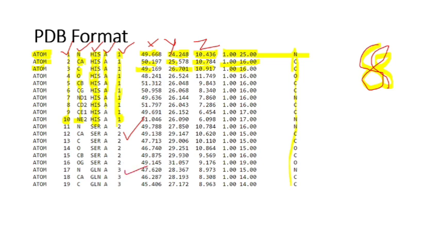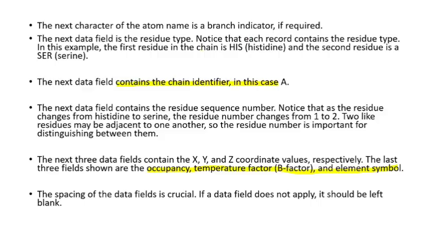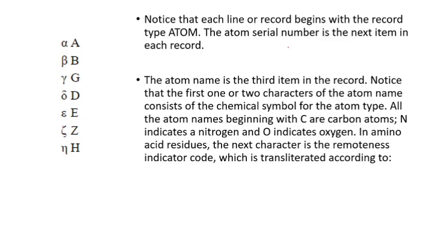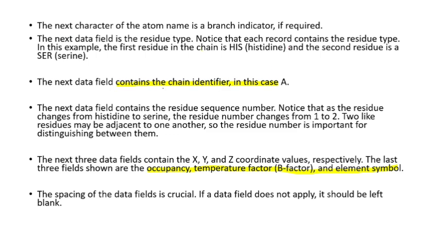So which number of amino acid, and this is the element name, and these are the occupancy and the B factor. What is occupancy and what is B factor? That's the only thing left in the PDB file.